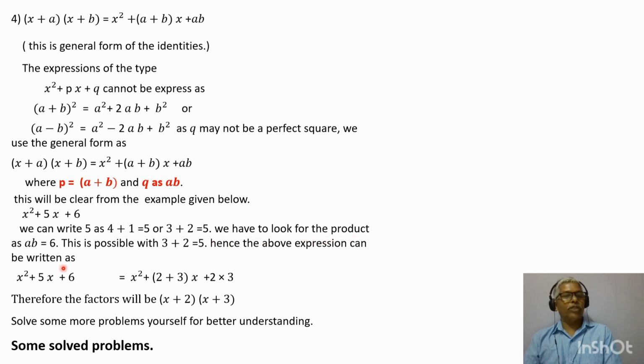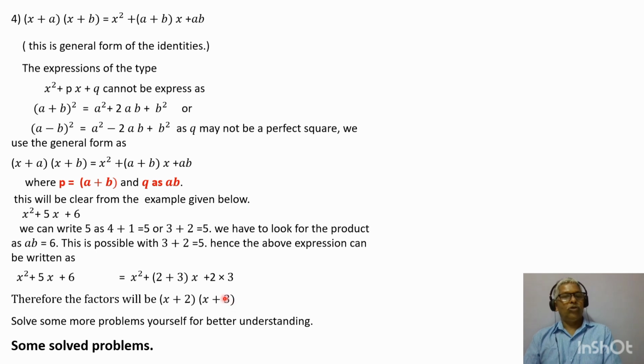So we have to look for the product ab equal to 6. This is possible with 3 plus 2 equal to 5. Hence the above expression can be written as x square plus 5x plus 6 equal to x square plus (2 plus 3) into x plus 2 into 3. And by using this identity and the similarity of a plus b and ab, we can write the two factors x plus a and x plus b. We know the values of a and b, so the factors will be x plus 2 and x plus 3.